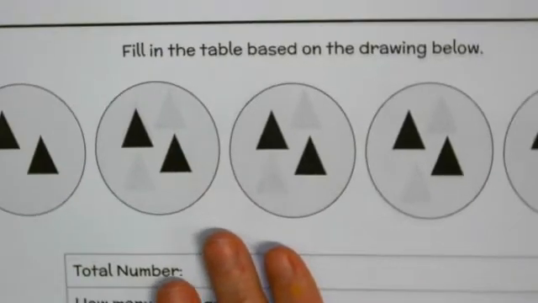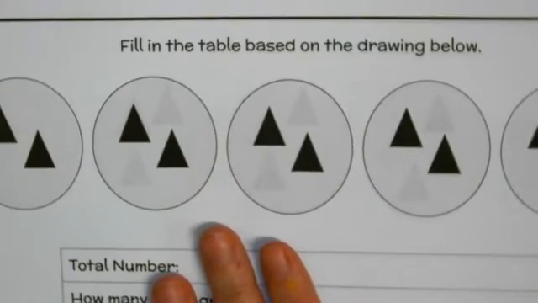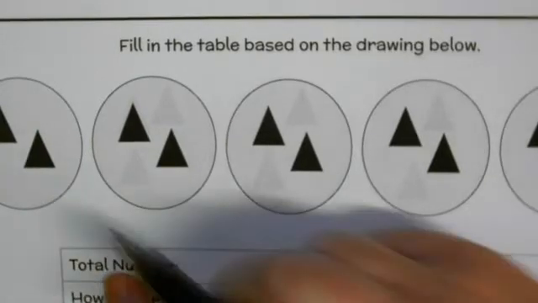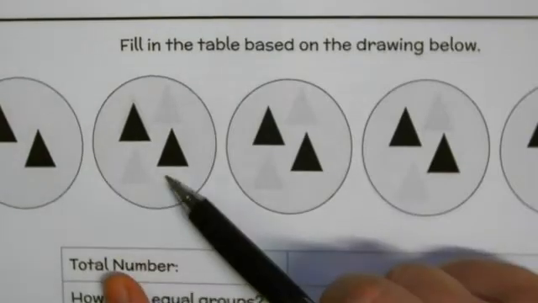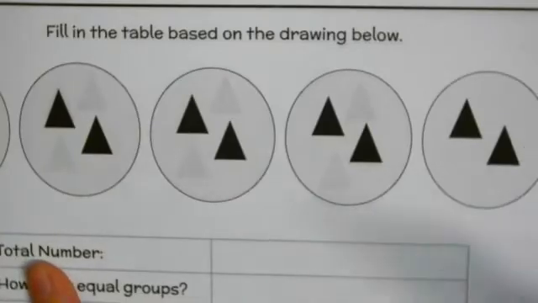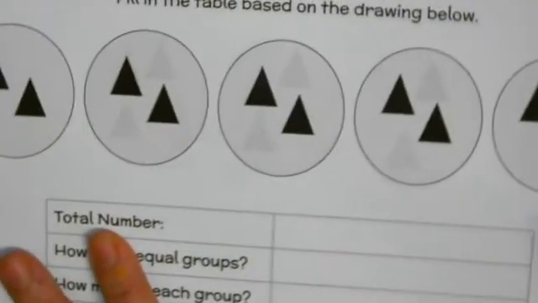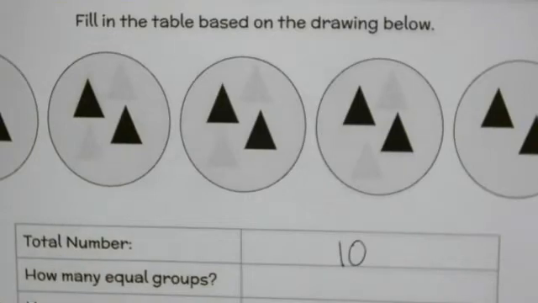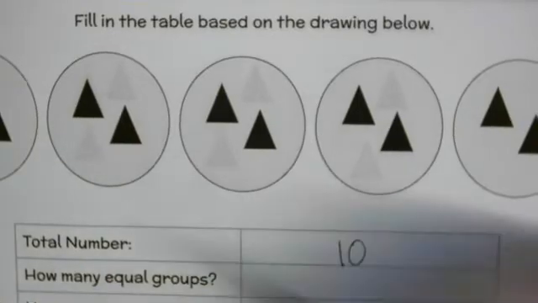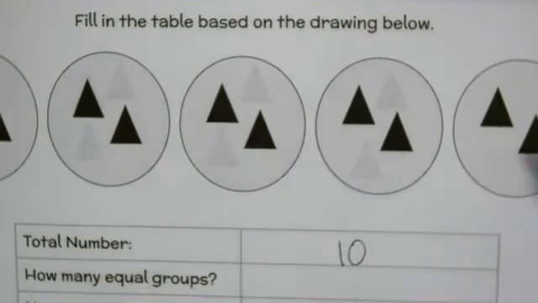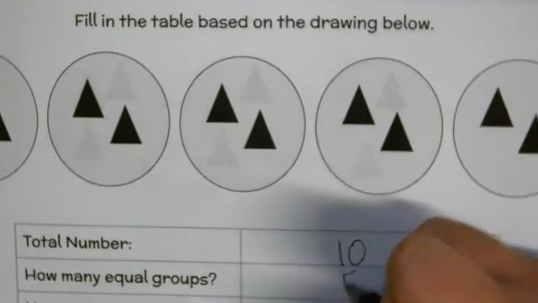Fill in the table based on the drawing below. So total number is the first thing we need. So we have 2, 4, 6, 8, 10, because there are 5 groups with 2 in each group. So our total number would be 10. Now, how many equal groups? 1, 2, 3, 4, 5. 5 equal groups.